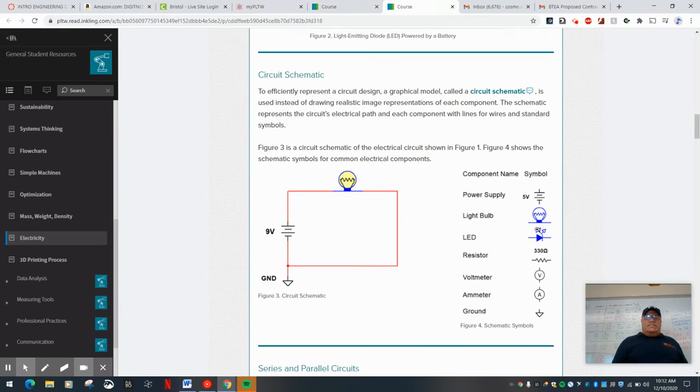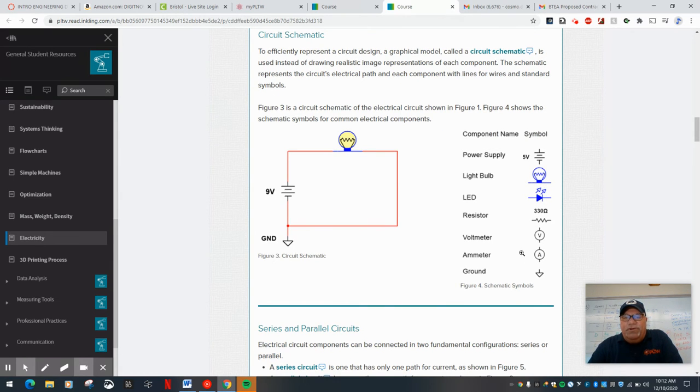So here we have a circuit schematic, and get used to it because this is what it's going to be like quite a bit. To efficiently represent a circuit design, a graphical model called a circuit schematic is used instead of drawing realistic images representation of each component. The schematic represents the circuit, electrical path, and components with lines for wires and standard symbols.